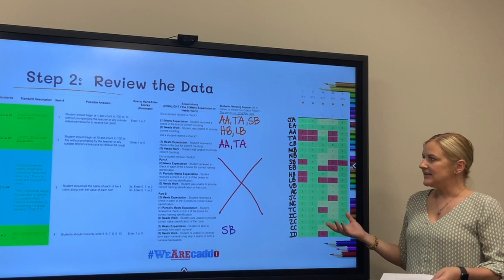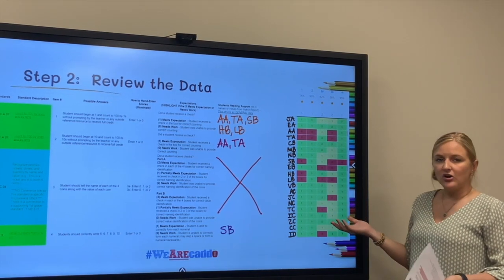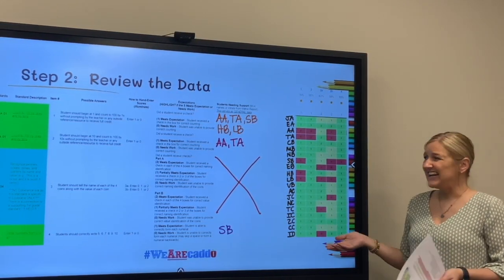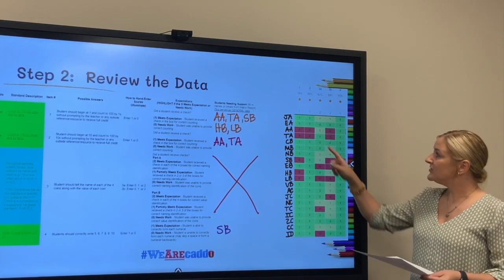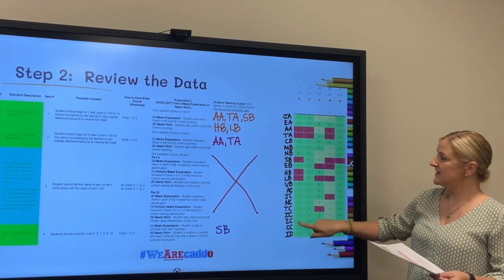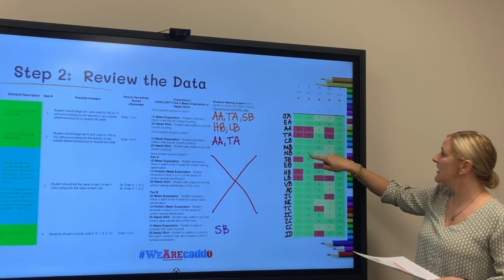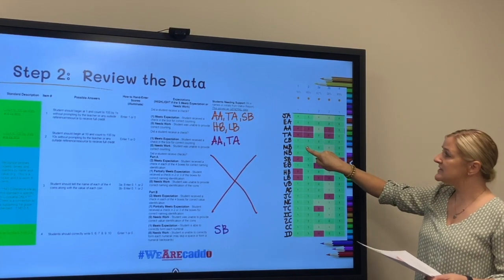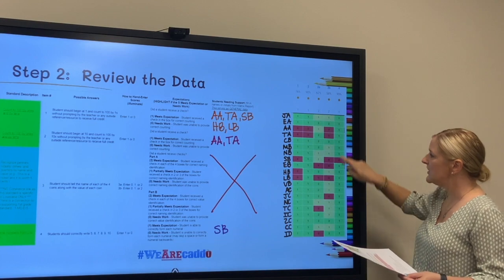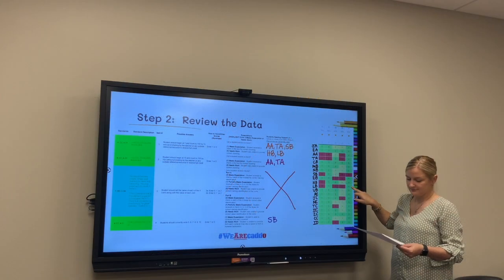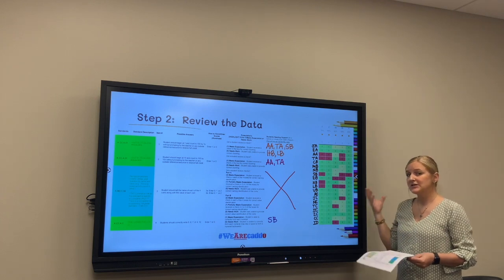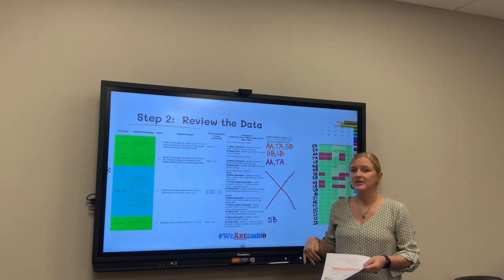When we look at this, we begin to ask ourselves, are there large group deficits? The answer to that is no. This group of kindergartners did pretty well. Only 5 out of 20 students need acceleration in item 1. Only 2 out of 20 students need acceleration for item 2. And only 1 needs acceleration for item 4. We'll dig into those a little bit deeper later in the training.